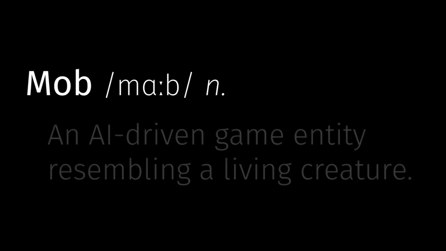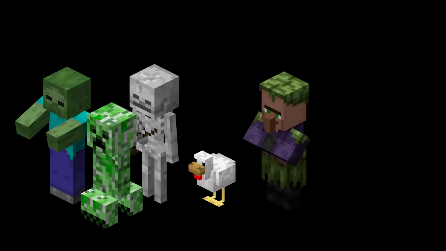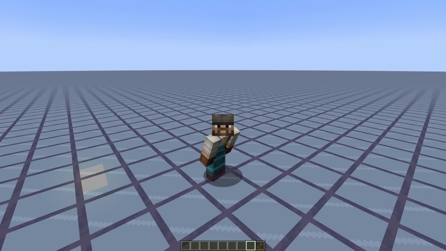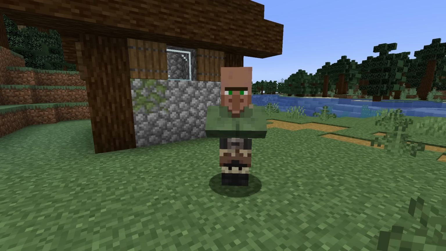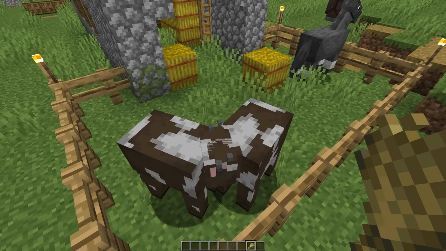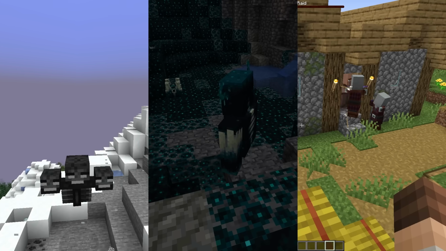The Minecraft wiki defines a mob as an AI-driven game entity resembling a living creature. So hostile mobs like zombies, creepers, and skeletons, but also passive mobs like chickens, interactive mobs like villagers, and even ambient mobs like bats. When talking about spawning, we are not referring to mobs that generate as part of a structure, like villagers in a village or vindicators in woodland mansions, nor are we discussing breeding or forced spawning, like a wither, warden, or raid.